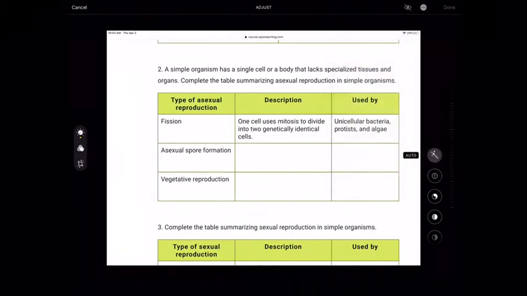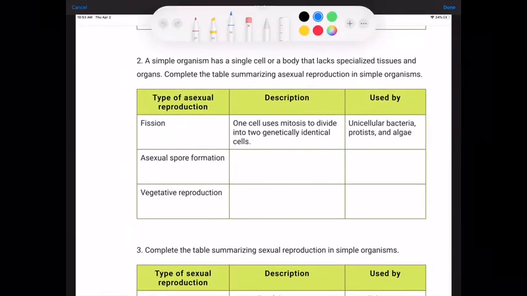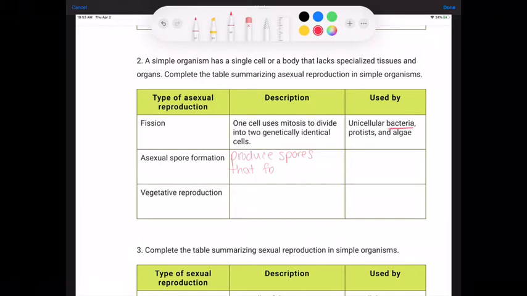So now question 2 is talking about different types of asexual reproduction. So they tell us about fission. It's 1 cell uses mitosis to divide into 2 cells, and this happens with bacteria. That's what you should know. Asexual spore formation. Organisms produce spores that form genetically identical offspring. And this happens, what you should know, in fungi, so mushrooms.